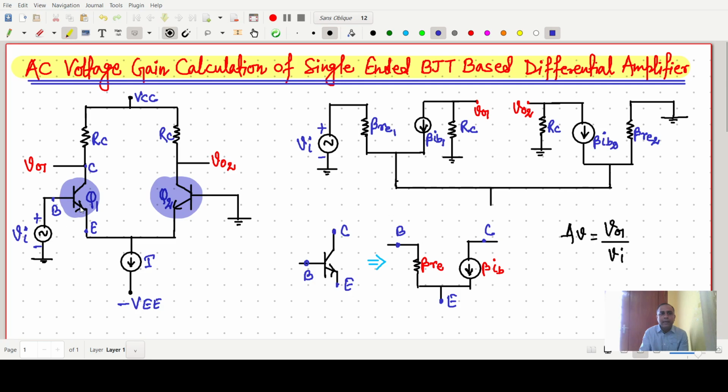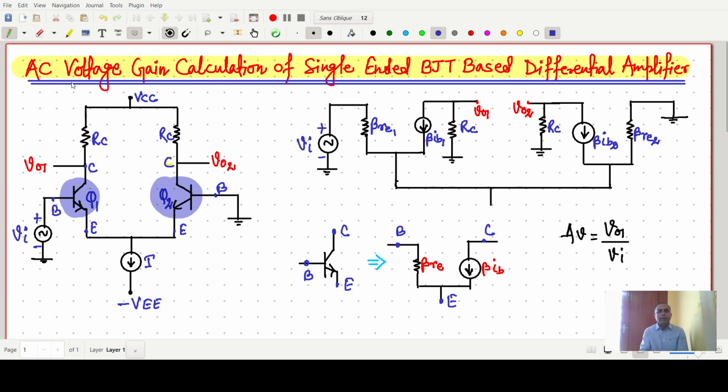So Vi, and two resistors are connected to the collector of both the transistors. This one is also the collector side, so we have to be very careful about the terminals: this one is our collector, this one is our base, and this is our emitter side. The two resistors are connected to a supply VCC, and both the emitters are connected to a current source, that is our I, and a negative supply voltage minus VE.